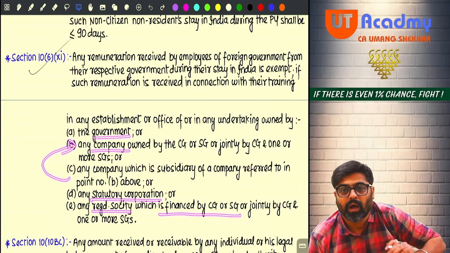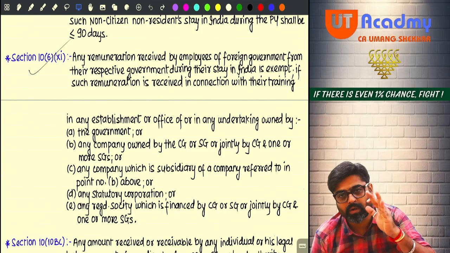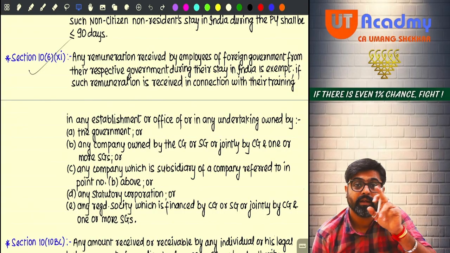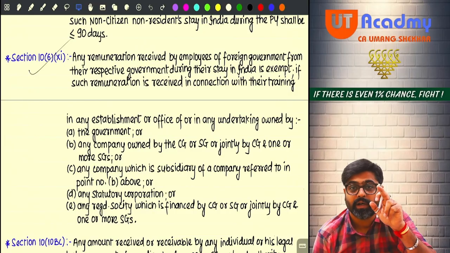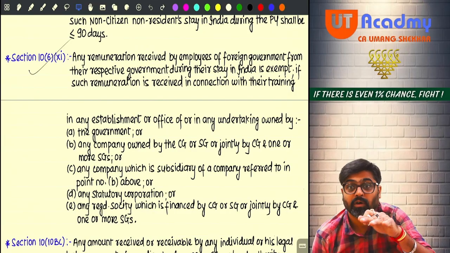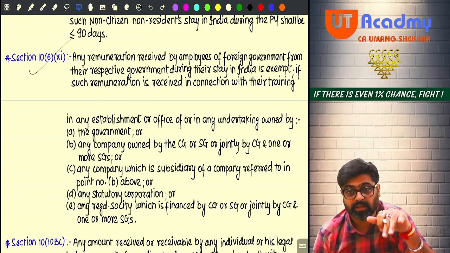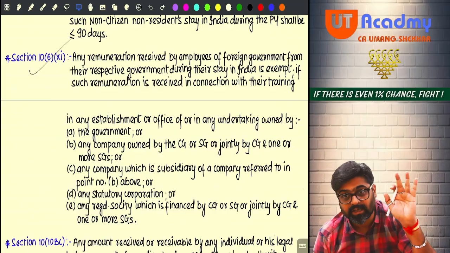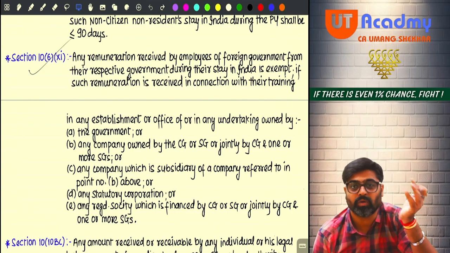So, are you an employee of foreign government? Yes. Have you come to India for your training? Yes. So, where you are taking your training? You are taking your training at any of these places. Offices, undertakings, establishments of government, or any government company, or any subsidiary of that government company, or any registered society which is financed by the government, or any statutory corporation like LIC and all. Getting my point? Those are all known as statutory corporations.